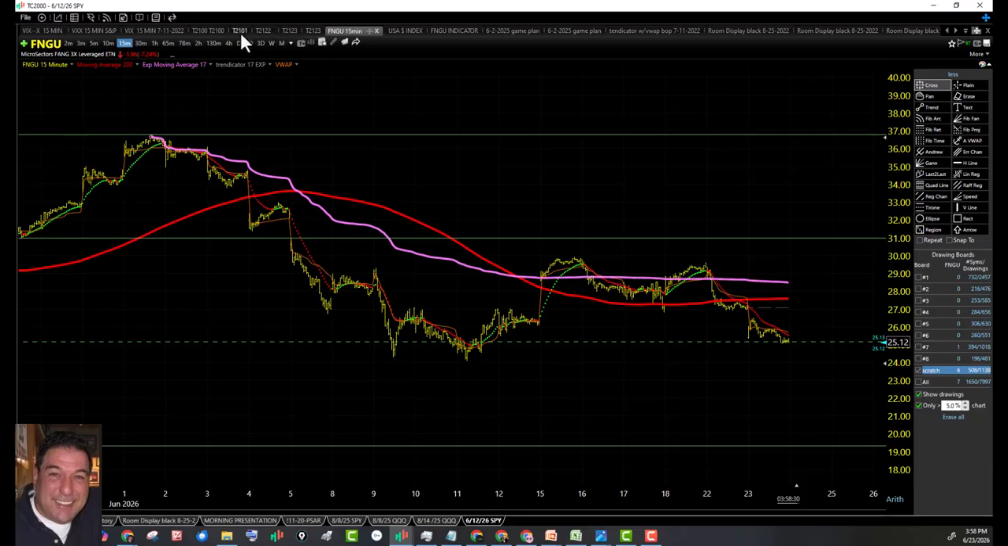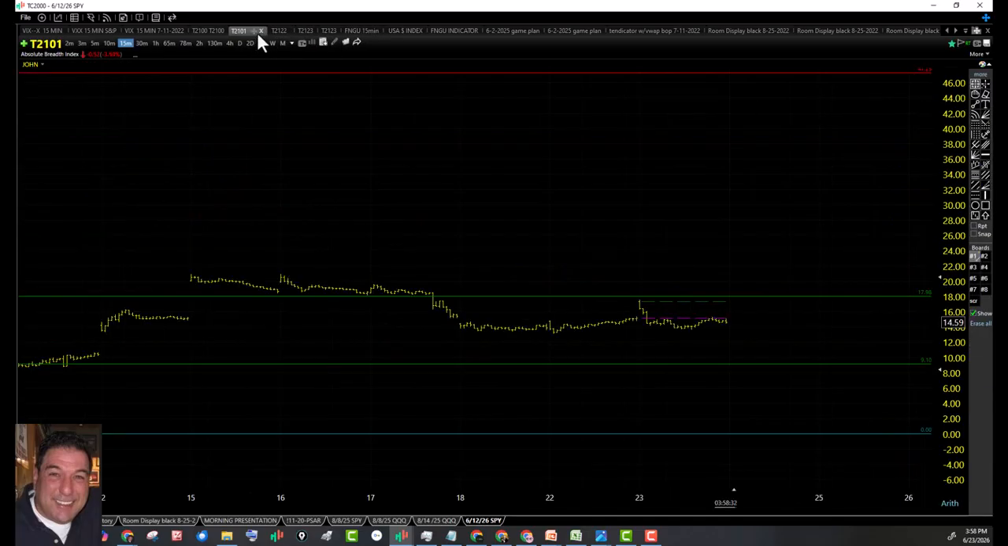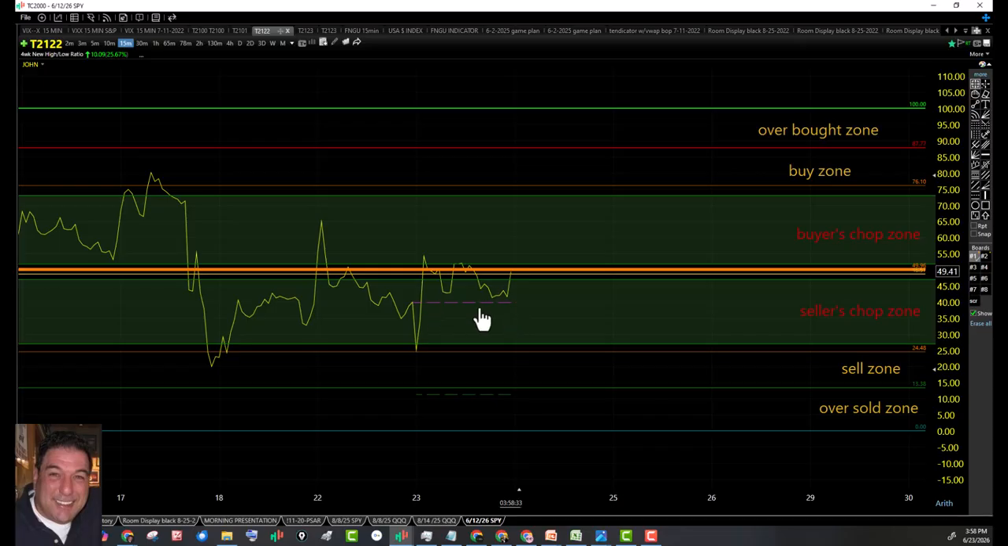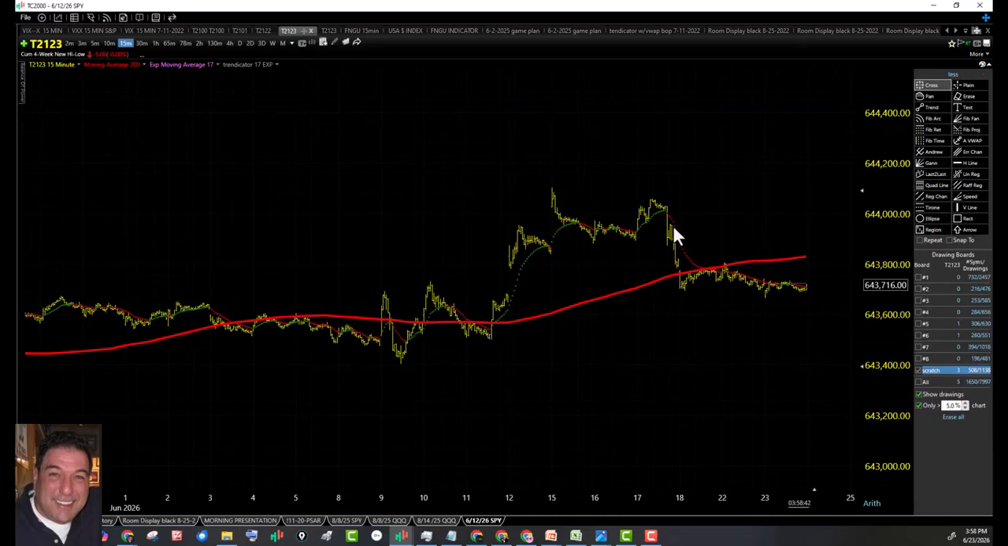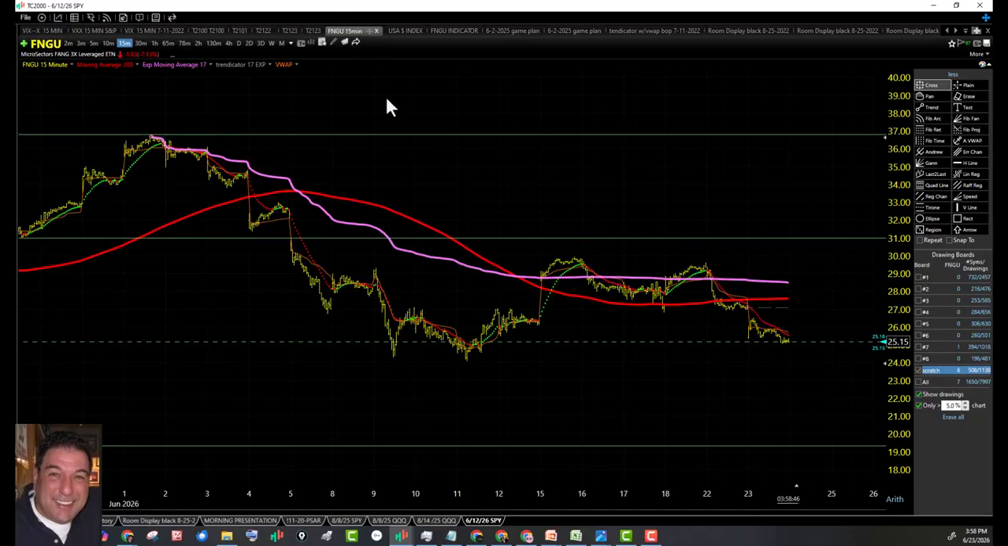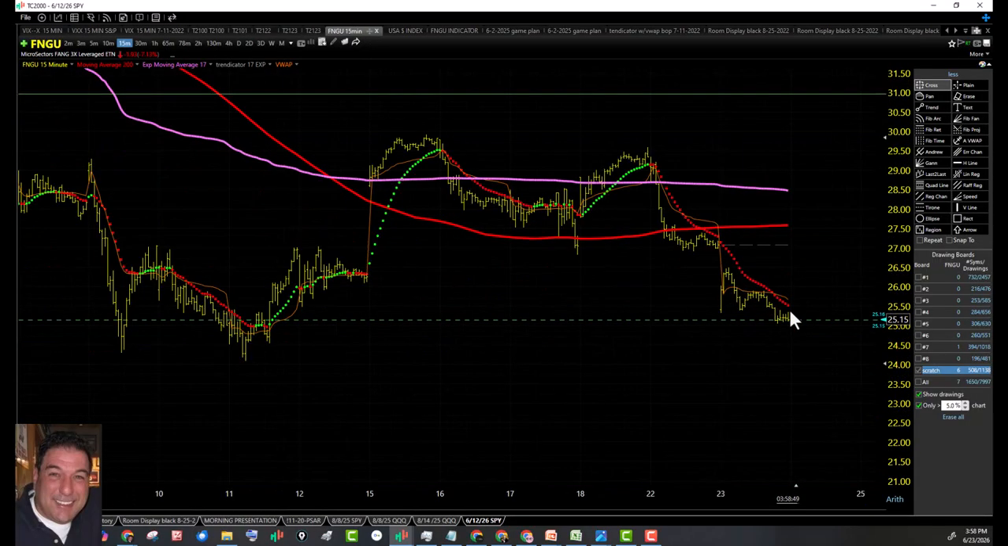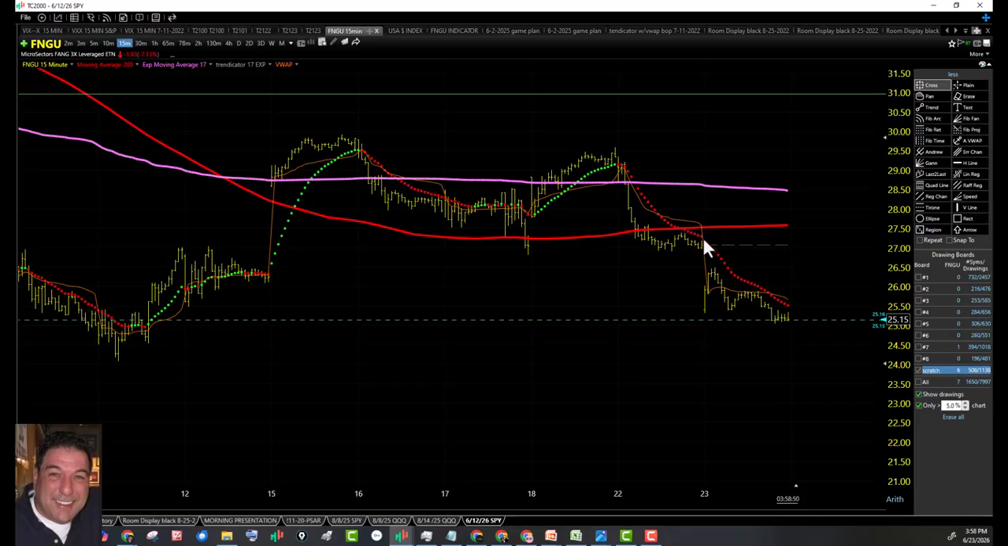Nothing but bearish clues. T2101, T2122, see that? All on the southern side of the 50-yard line there. T2123, obviously an extension of the bear flag right there. In FNGU, bearish gap down, never filled by the bears. Red dots from the beginning to the end of the day.